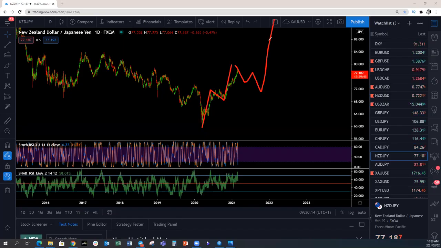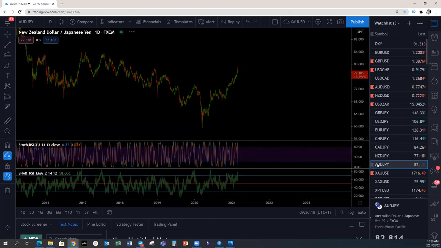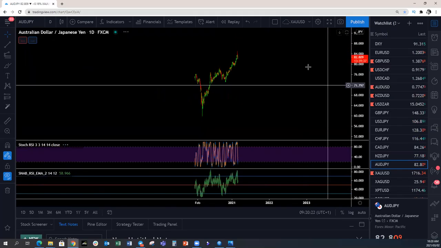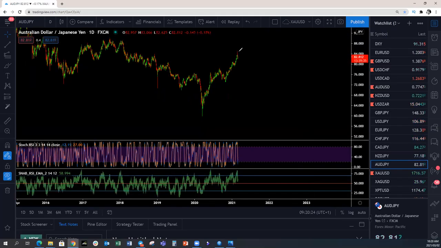All right, Aussie. Same. We're starting to get this impulse. Like I said, we'll only start considering downside when this dips below 50. And when that happens, we'll get a correction in the 4-hour. And then we'll start looking for this to come down at least to the 50% of this move.